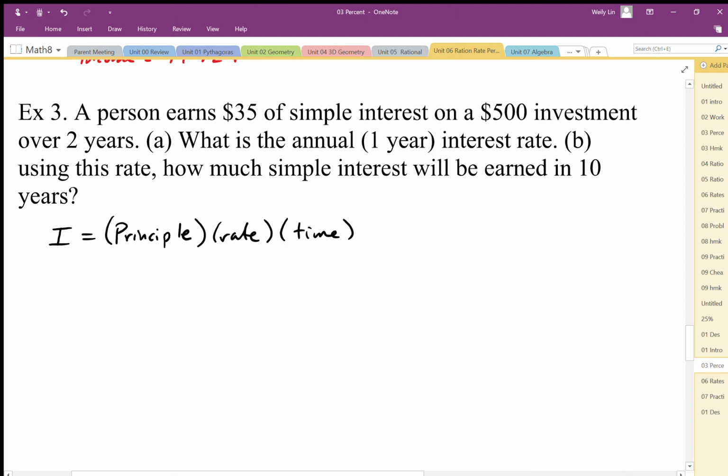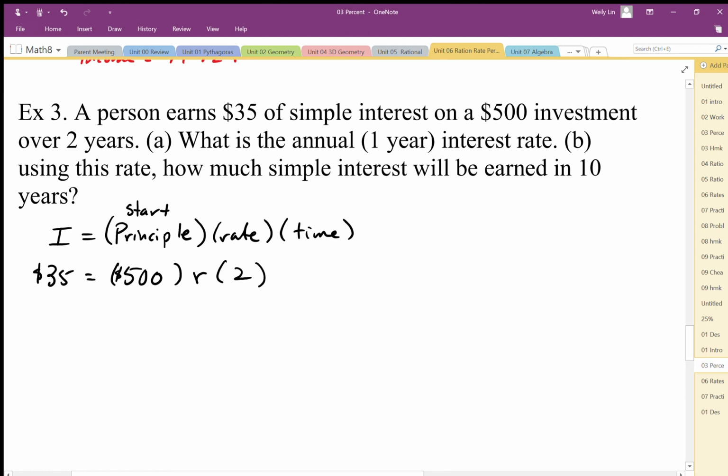So here we've been given the interest, $35. The $500 is our principal. That's how much we start with. Okay, and I'm going to put in brackets here, this is our starting amount. The rate is, that's what we're trying to figure out. So we're trying to figure out the rate, and that's over 2 years.